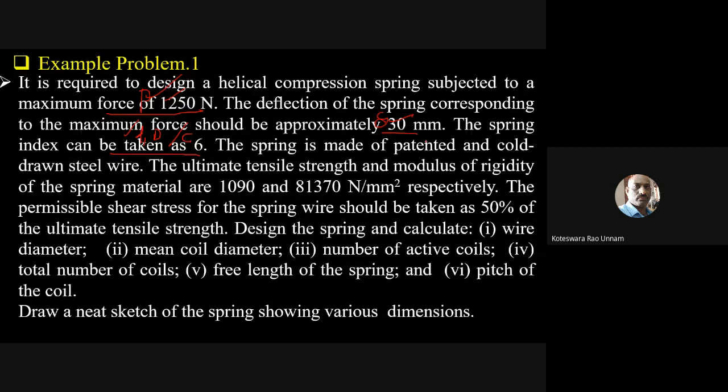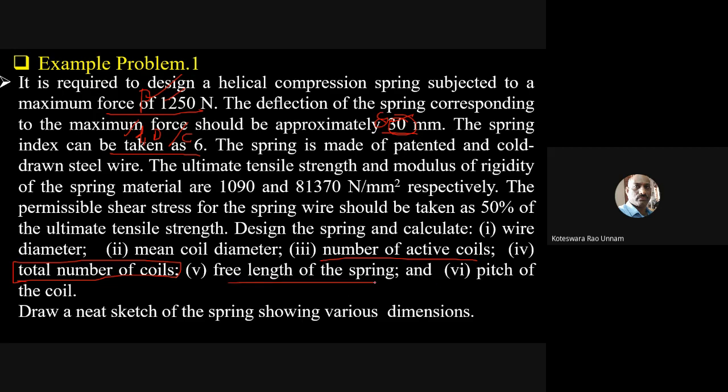Then for the number of active coils, you need to use your deflection equation. For that you require delta. Delta is also given. Then it's over. So first we'll use the stress equation to determine the wire diameter. Then we'll use the deflection equation to determine the number of active coils. After that, calculation of total number of coils. This depends upon what type of ends you are choosing for the spring. Depending upon that, you need to identify the number of inactive coils. Then your number of active coils plus inactive coils is going to be the total number of coils.